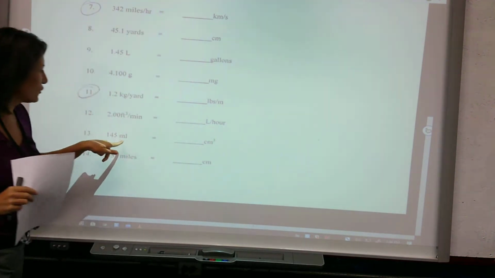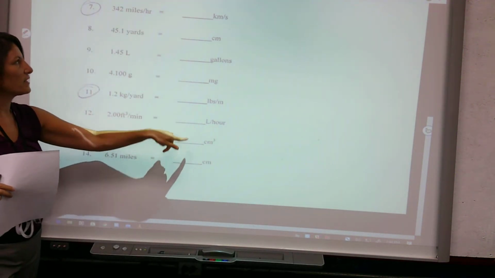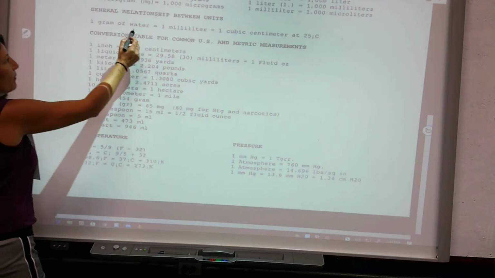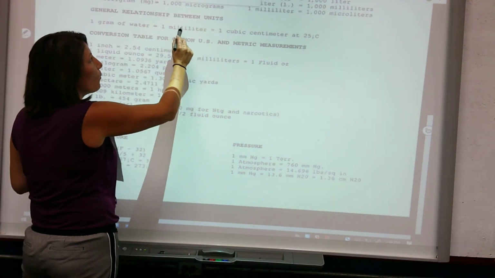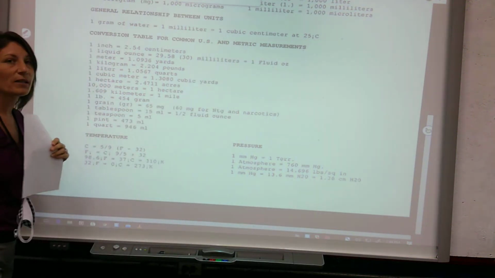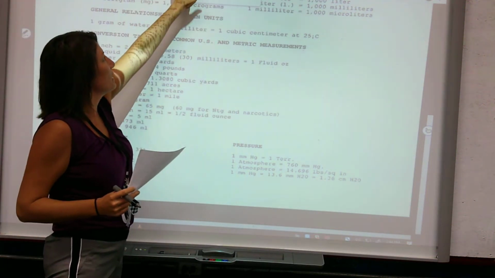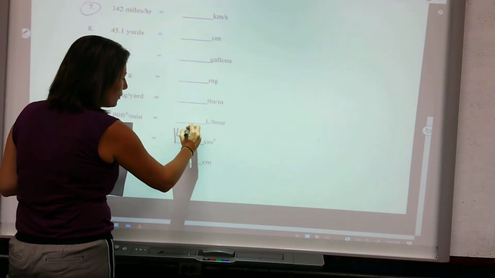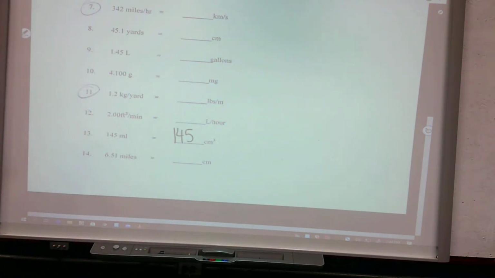I want to show you this 145 milliliters to centimeters cubed. If you look here at this one, it says 1 gram of water equals 1 milliliter. 1 milliliter equals 1 cubic centimeter. So they are the same, they equal the same thing. So if this is 145, then this would also be 145.